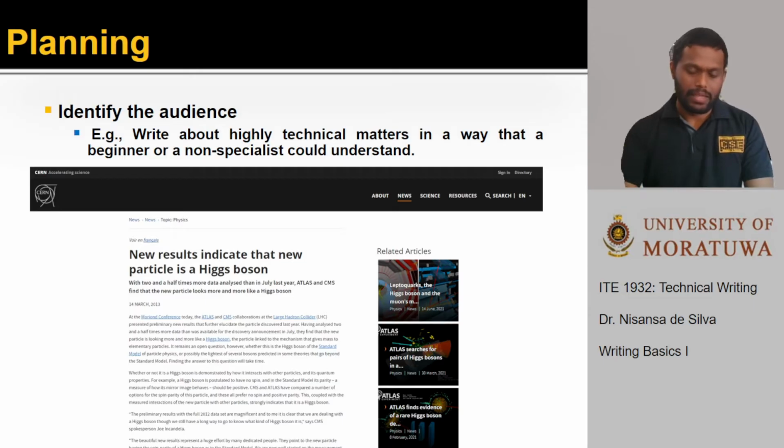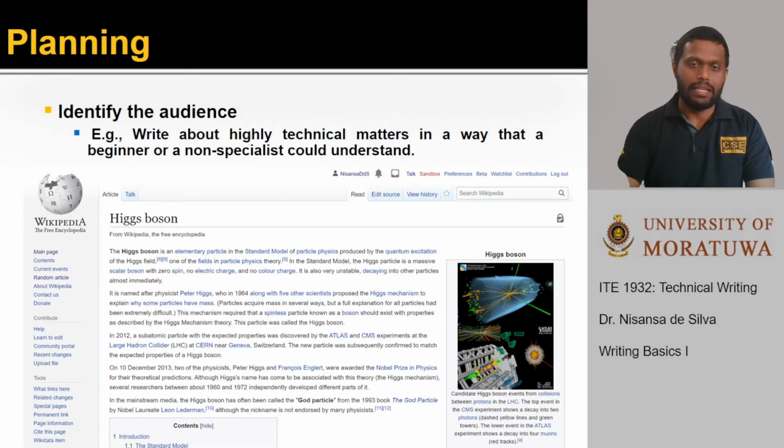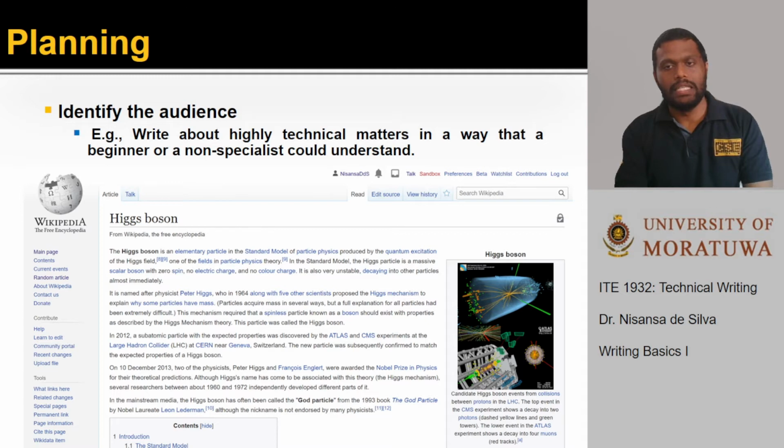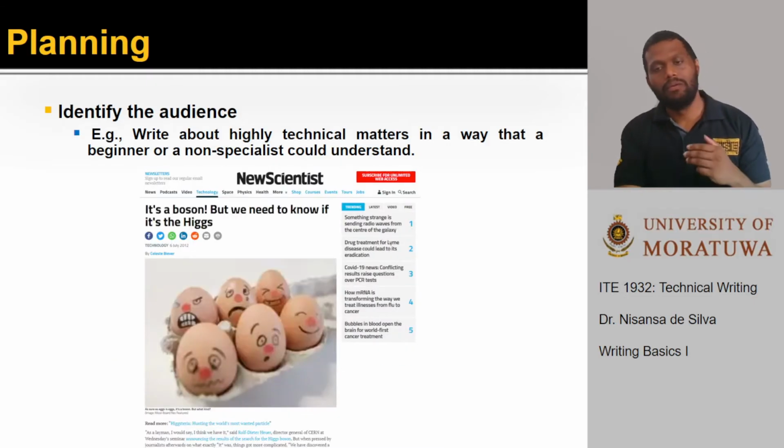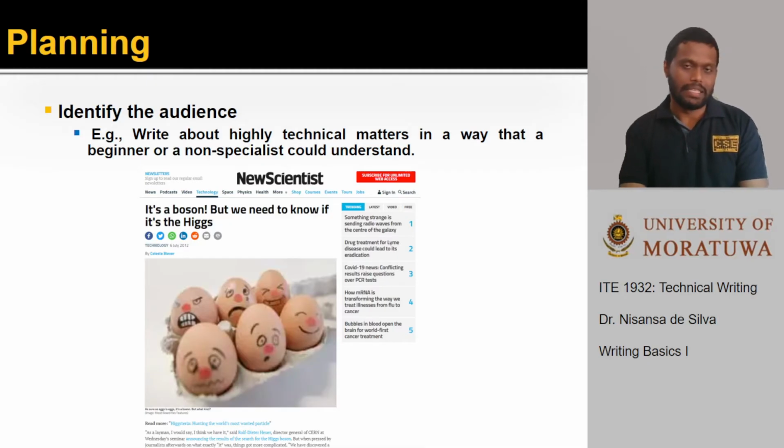Then we have something like Wikipedia, where it is for less technically inclined people and almost a general audience. But it is not everybody who can read an encyclopedia article. And then for the public audience, we have news items. You can see the difference in presentation of the same news to various types of audiences.